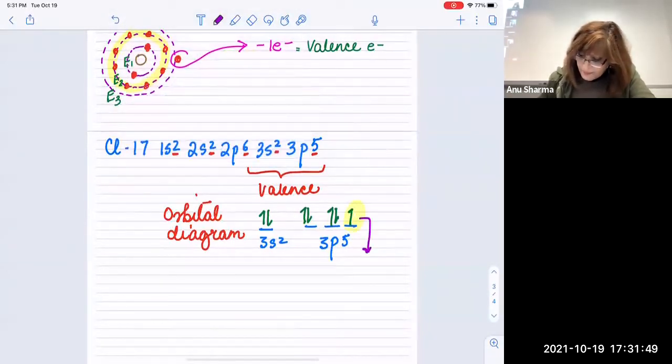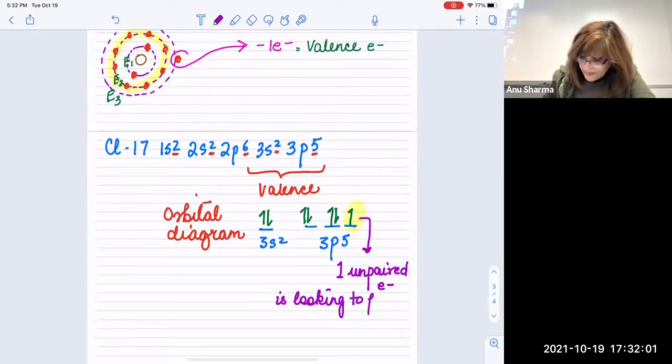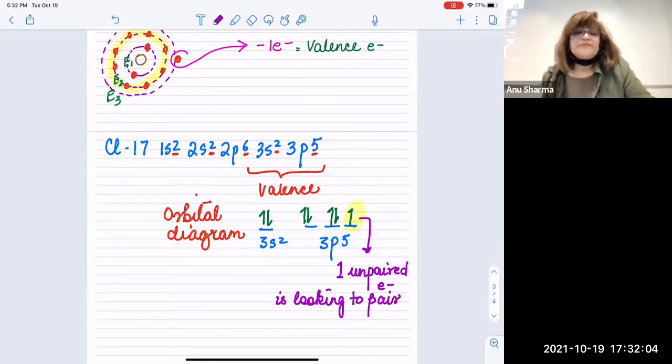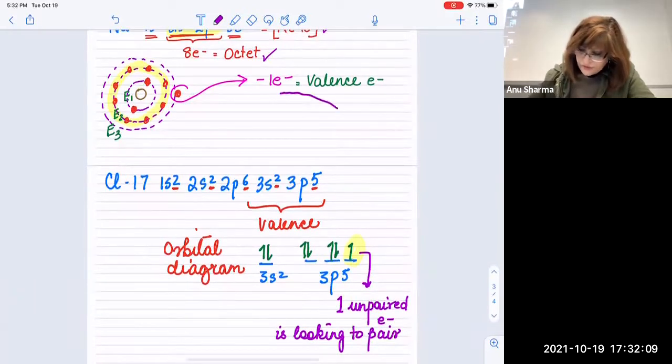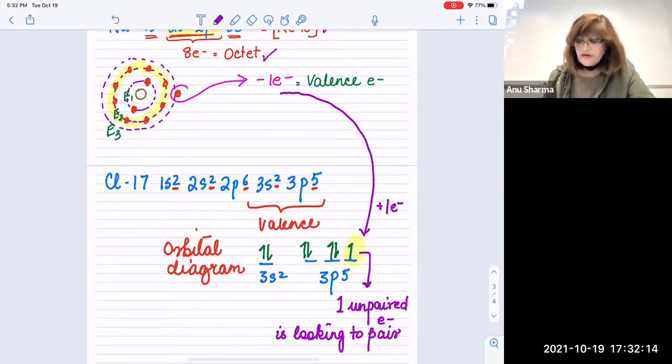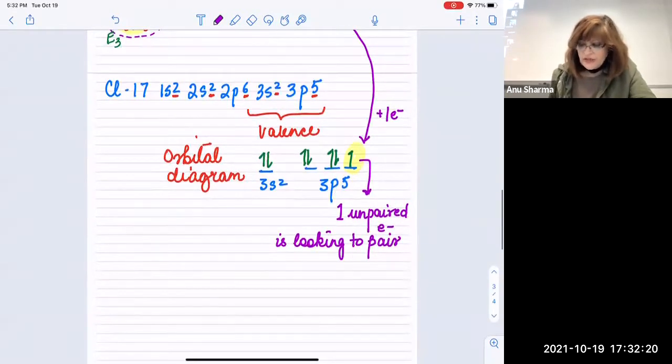So 1 unpaired electron is looking to pair. It needs 1 more electron so that it can pair. So this electron that sodium had given comes here. So this now becomes +1 electron from sodium. Okay, so when this electron comes, the S becomes paired, and the P becomes paired. One of the electrons in the P orbital gets paired.